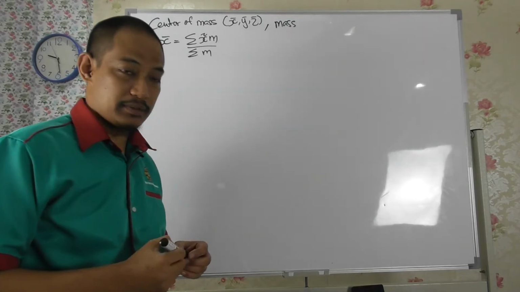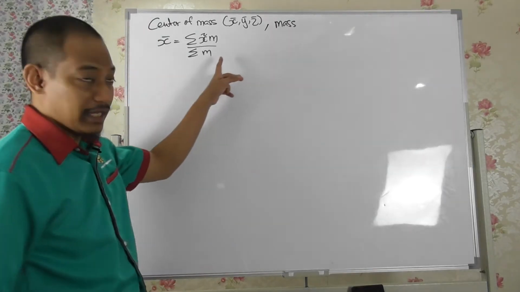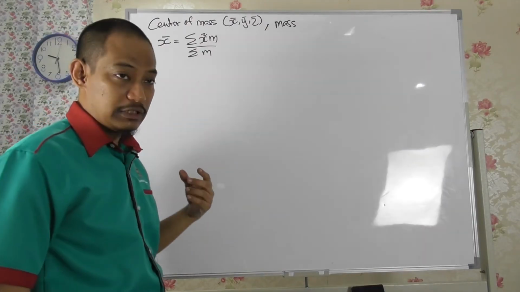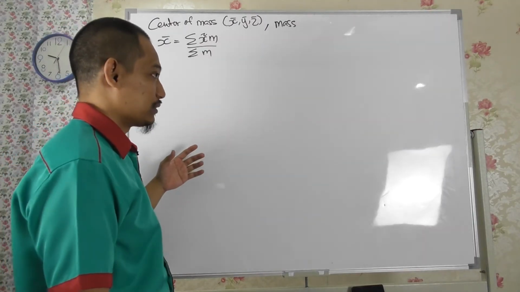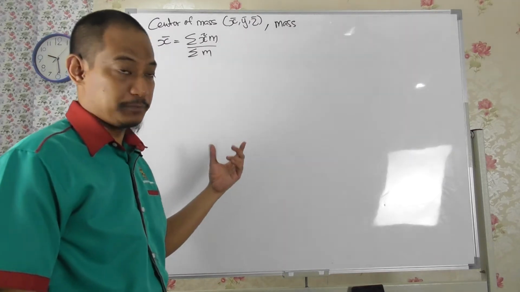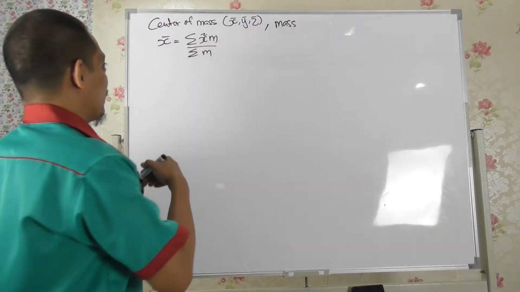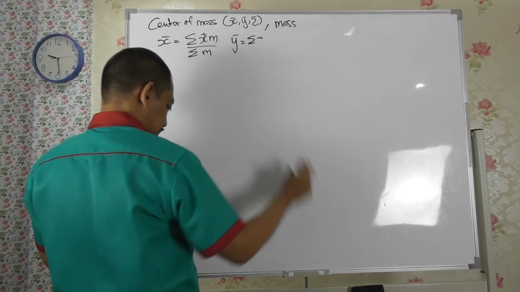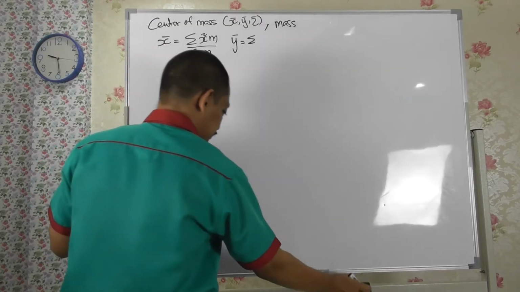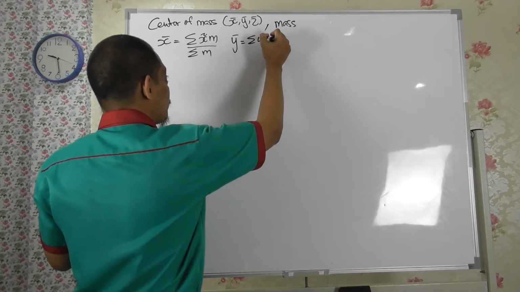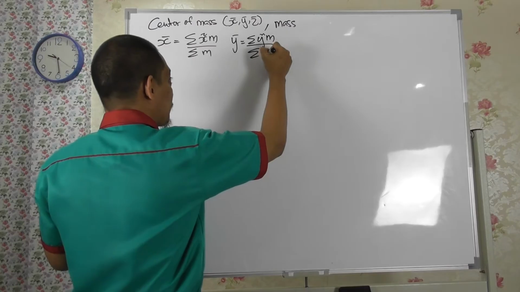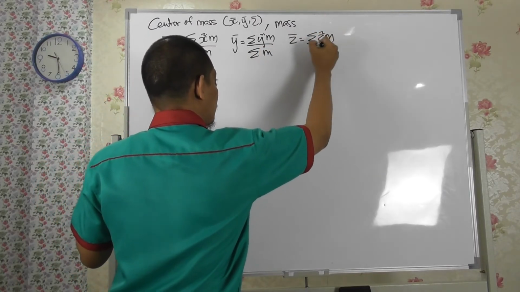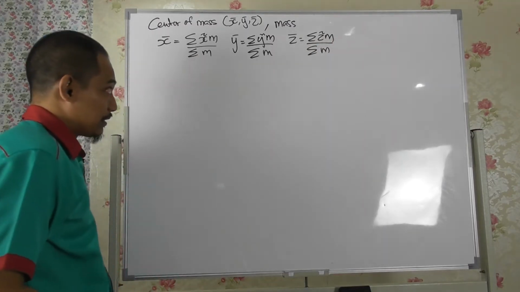Why? This is dealing with mass, right? So if you're dealing with area, then A. If you're dealing with volume, that's V. If you're dealing with mass, then M. If you're dealing with gravity, it is W, the weight. All right. So similarly for Y, we have y bar equal to summation of y with m over summation of m. So we have z bar equal to summation of z with m over summation of m, right?